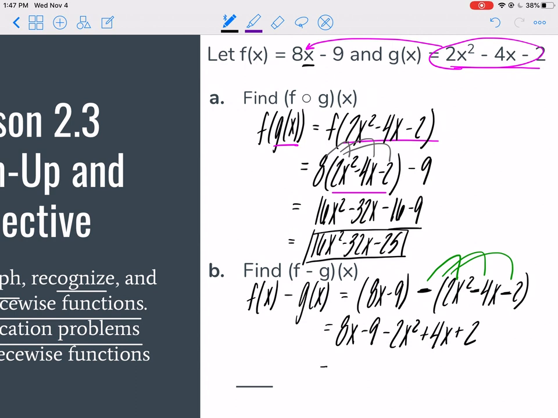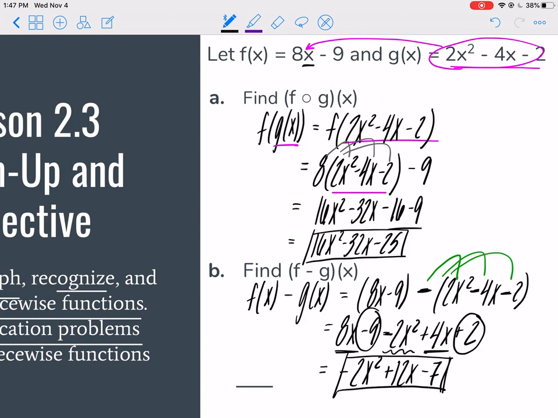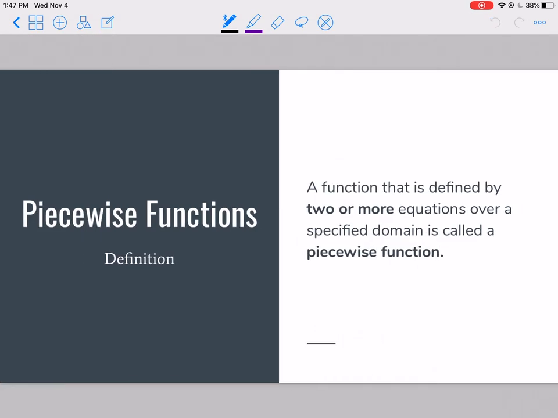And then we just have to rearrange, put this in descending order of exponents. The highest exponents come first. And combine our like terms. So we've got 8x's and 4x's we can combine. We also can combine the negative 9 and the 2. So I'm going to rewrite the negative 2x squared first, because that's the highest exponent. Remember, you have to carry the sign out in front with that. And then 8x plus 4x is 12x, and then minus 9 plus 2, which is minus 7. There we go. Okay, so moving on to today's stuff.